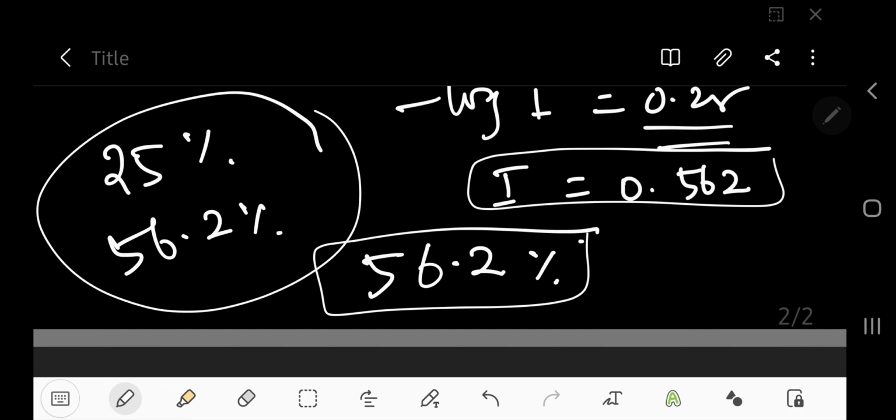So from this we can understand that increasing concentration will increase the absorption of radiation at a particular wavelength.